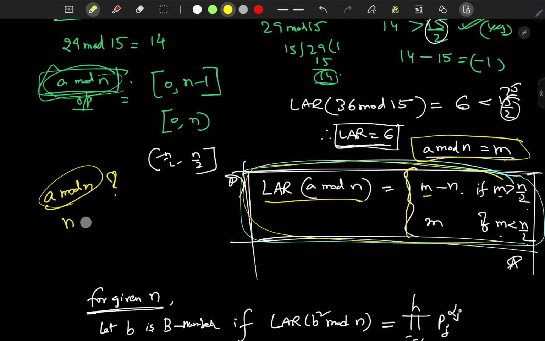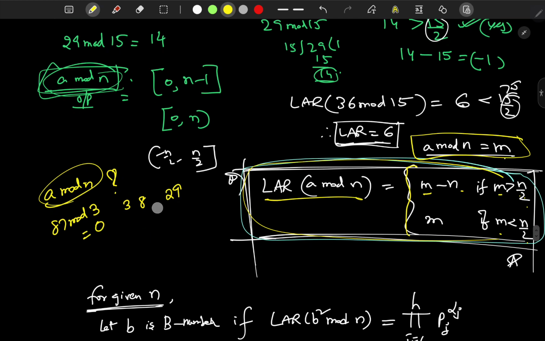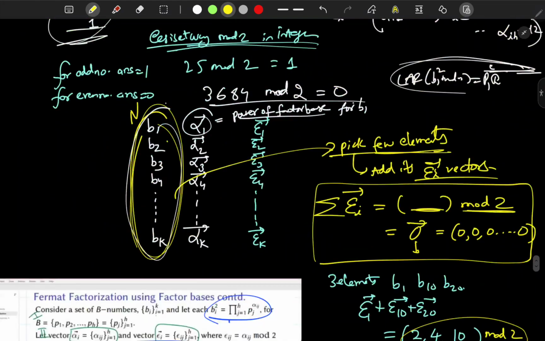Normally you will divide, no. If anyone asks 87 mod 3, what is the answer? You will divide like this and tell the remainder. Therefore 86 mod 7 is 0, like that. That is what the m value is. Now we are adjusting the value of m, which is known as another way of calling LAR, simple funda.